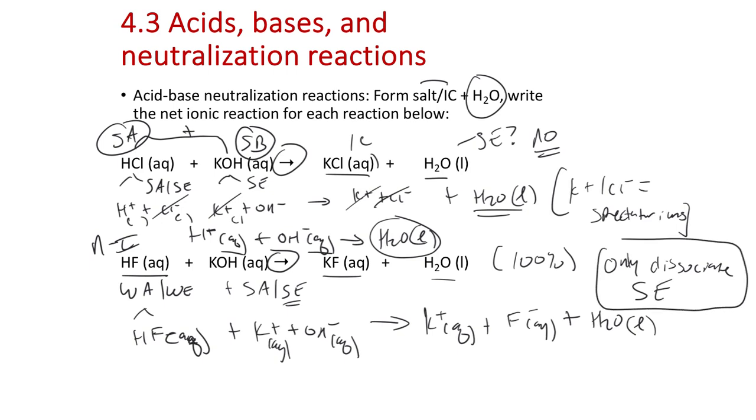So only dissociate the strong electrolytes. Don't dissociate the weak electrolytes, the non-electrolytes, or insoluble compounds. And so then my net change here, I actually just have one spectator ion. The only spectator ion here is potassium ion, because fluoride is still stuck onto HF in the reaction.